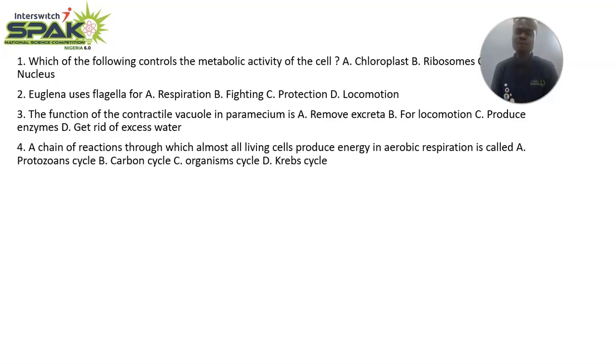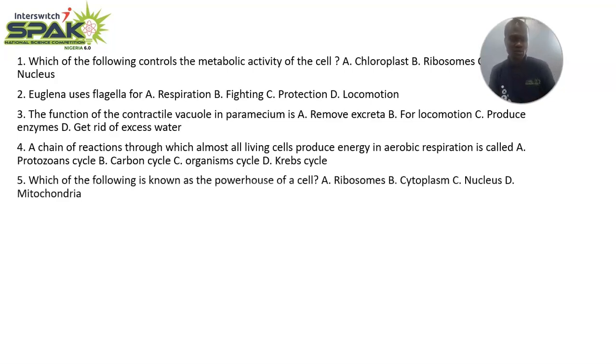Krebs cycle takes place inside the mitochondrion, which is the powerhouse of the cell. So inside the mitochondria, you have the Krebs cycle, where a lot of coenzymes that will be used, like I said earlier, in the electron transport chain will be generated. So the Krebs cycle is a chain of reactions where almost all living cells produce energy in aerobic respiration. Let's look at our next question.